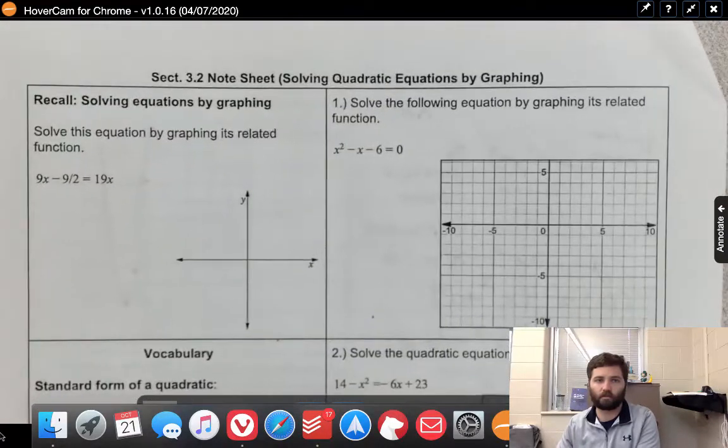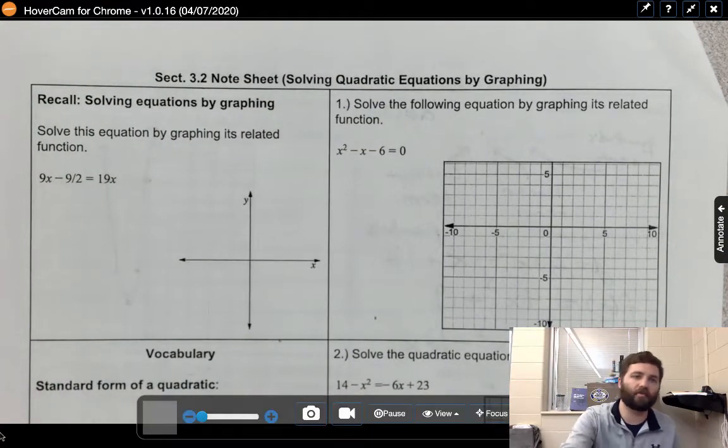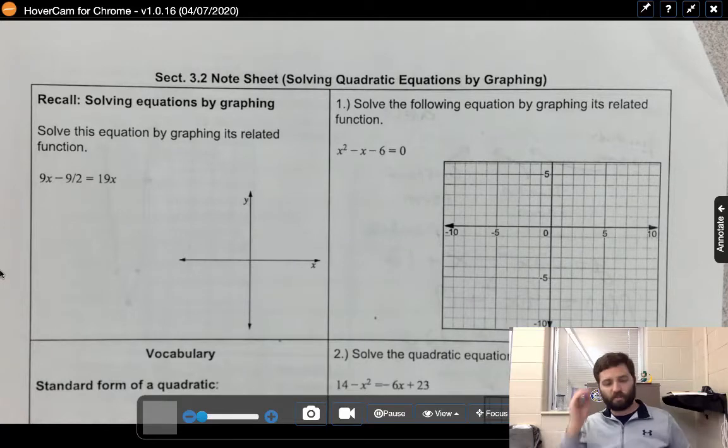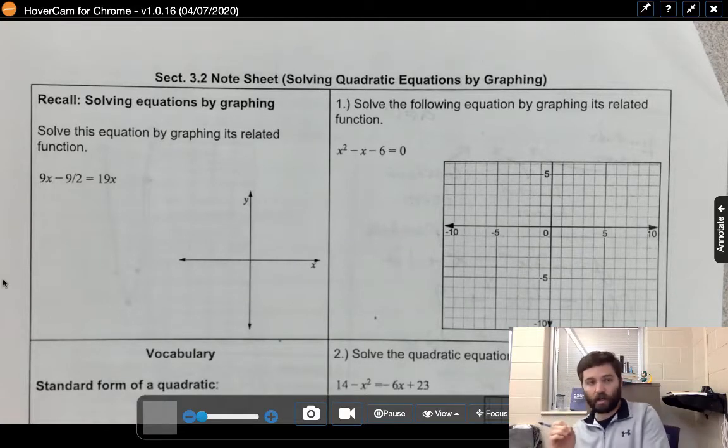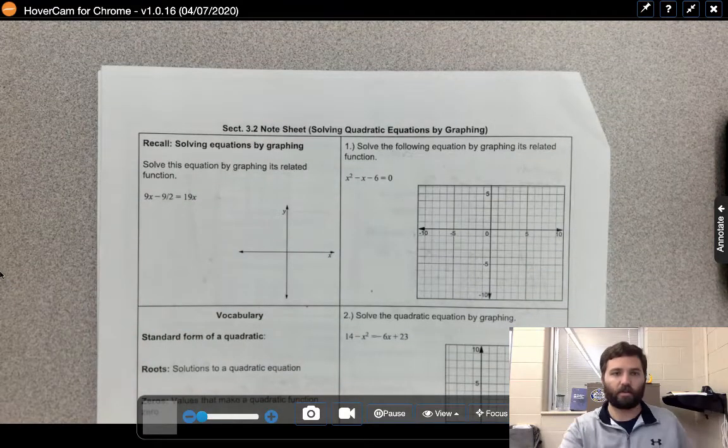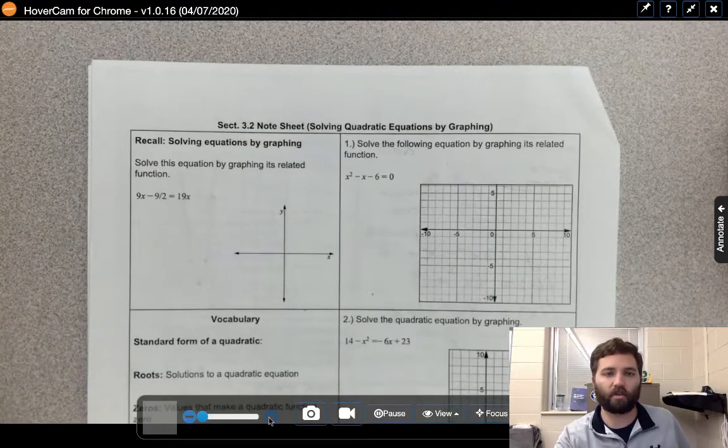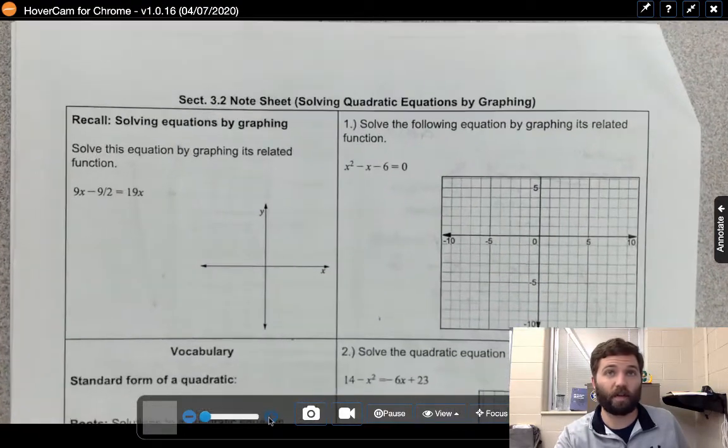All right, we are going to talk about section 3.2 right now, solving quadratic equations by graphing. So let's start off by talking about how to solve equations by graphing in general.